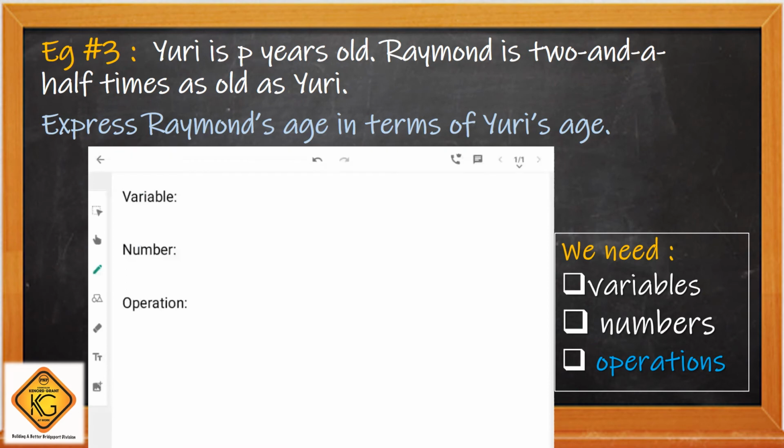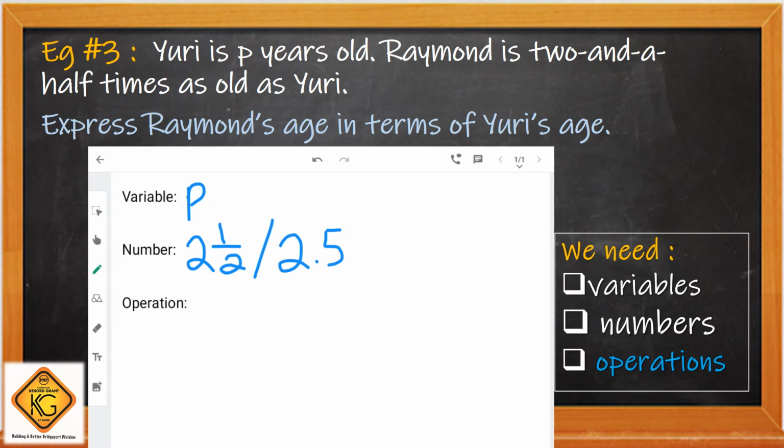Yuri is P years old. Raymond is 2.5 times as old as Yuri. Express Raymond's age in terms of Yuri's age. Why don't you give it a try first? Go ahead and pause the video if you need time. Now let's go through it together. Based on the wording of the statement, we can easily identify our variable as P. The number as 2.5. And the operation is times.